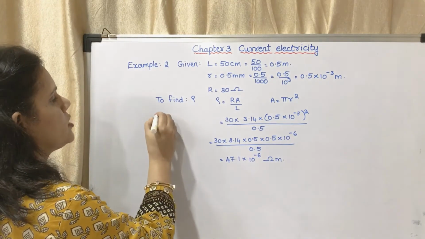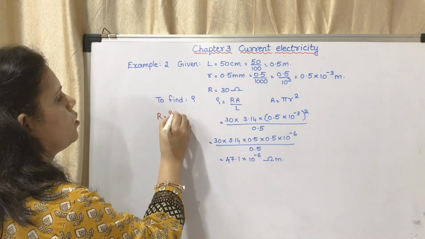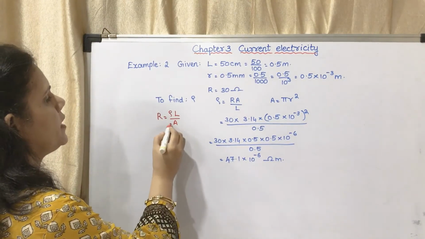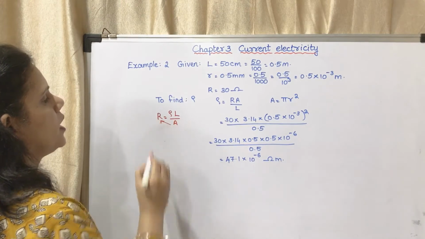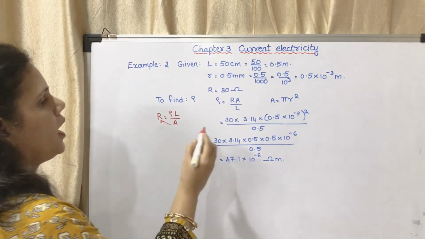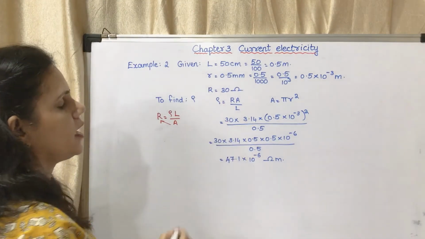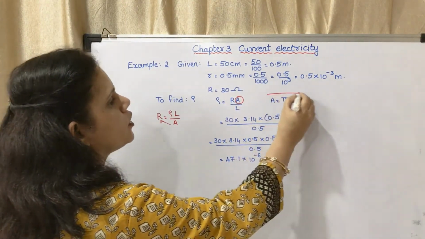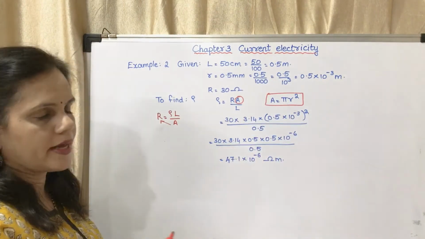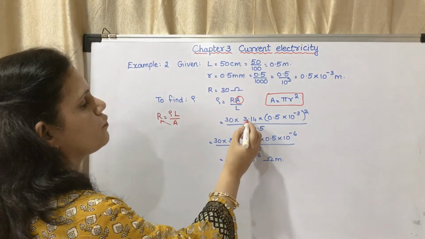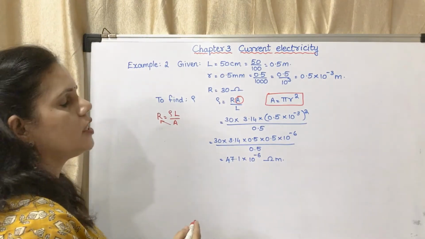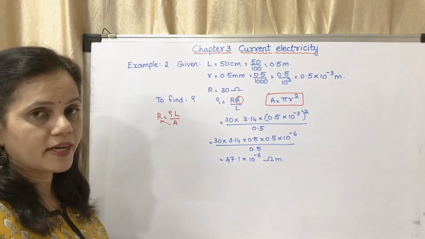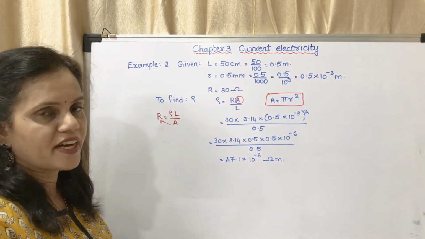Basically the equation was like this, R is equal to rho L upon A. So rho will be equal to RA upon L. R is 30. You may see here R is 30. A means area. A is equal to pi r square. We know the equation. So the value of pi is taken as 3.14. You can take it as 22 upon 7 also, but here 3.14 is better because it will simplify the calculation.